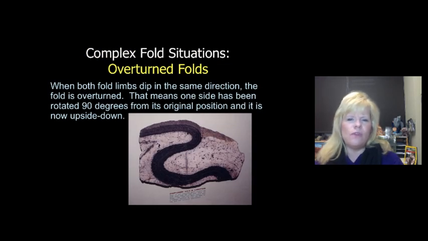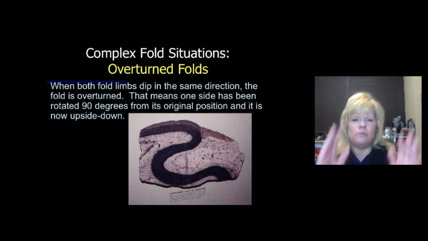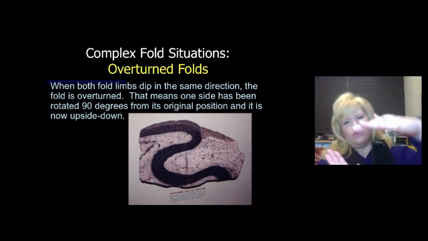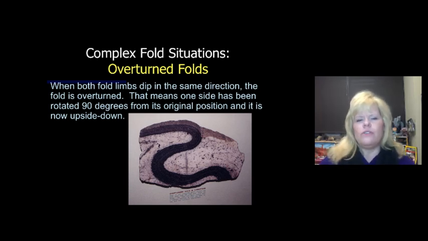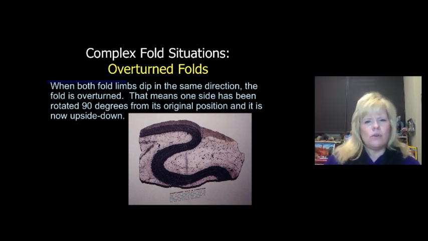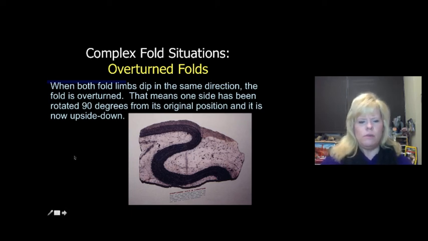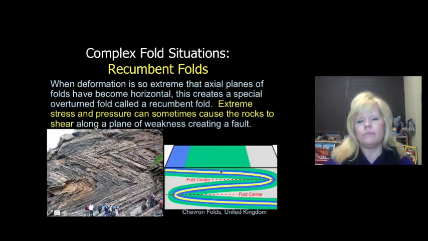So overturned folds are a situation for complex folds where both of the fold limbs dip in the same direction and the fold has just been moved from straight up and down like synclines and anticlines, and they just get turned over on their side. So when this happens, they've just been rotated 90 degrees from their original point. So this one that you see right here would have been more like this shape right here. And what happened was it just got knocked over and put on its side right there.